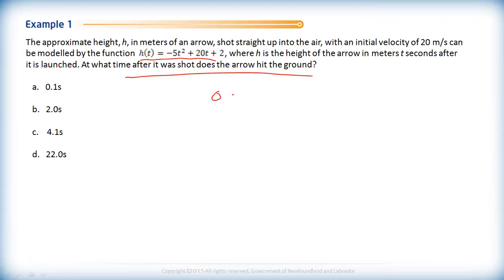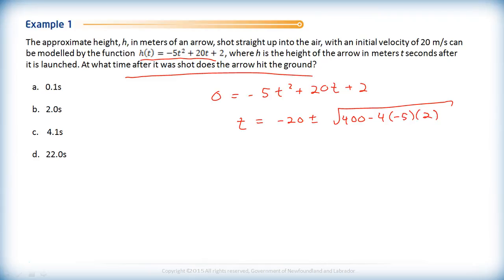So we want to know when the height is 0, so that's not too bad. It's just going to be a quadratic to solve, and it's already in standard form for us. Doesn't look like it's going to factor, so we'll go right to the quadratic formula. So we've got negative b plus or minus the square root of b squared. So 20 squared is 400, minus 4 times a, which is negative 5, times c, which is 2, all divided by 2a, so 2 times negative 5.